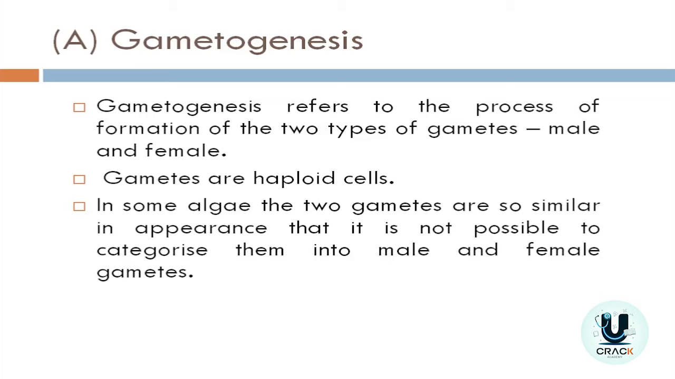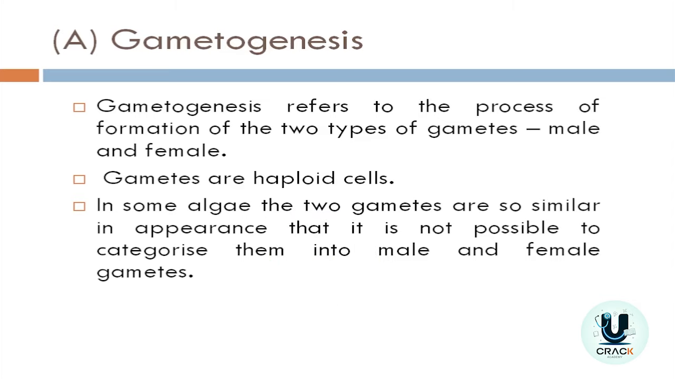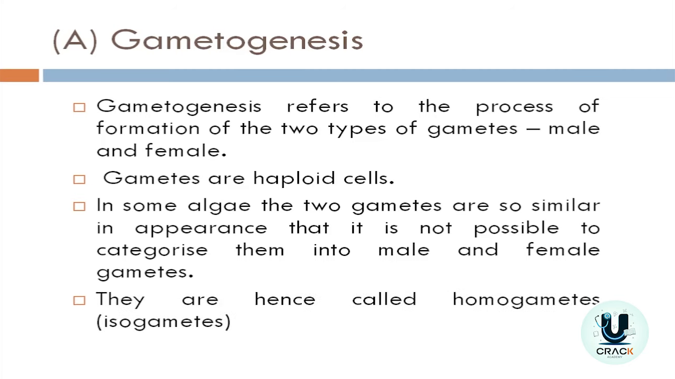In some algae, the two gametes are so similar in appearance that it is not possible to categorize them into male and female gametes. In some algae the two gametes look similar, so it is actually not possible to categorize them as male or female. They are hence called homogametes. The other name is isogametes.